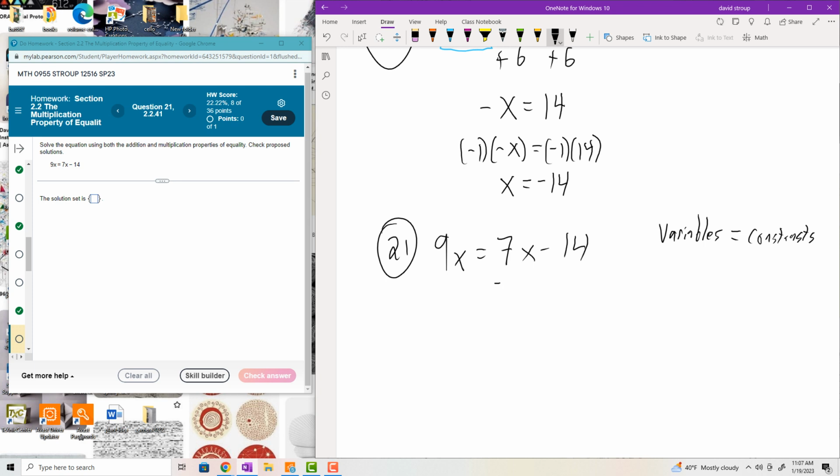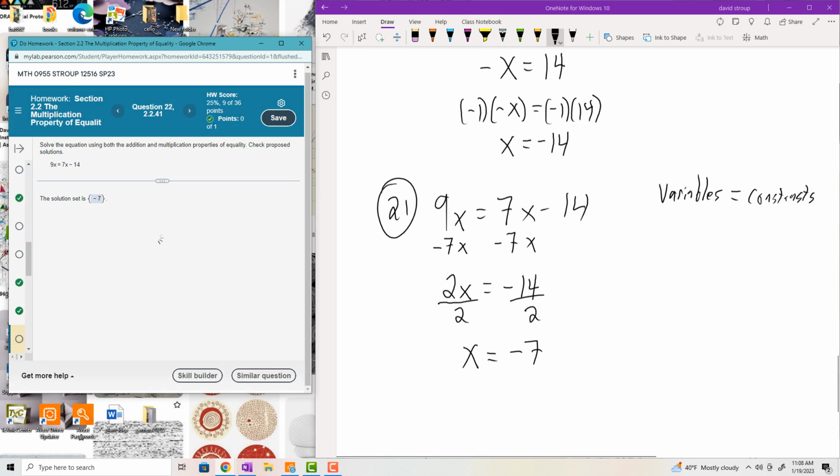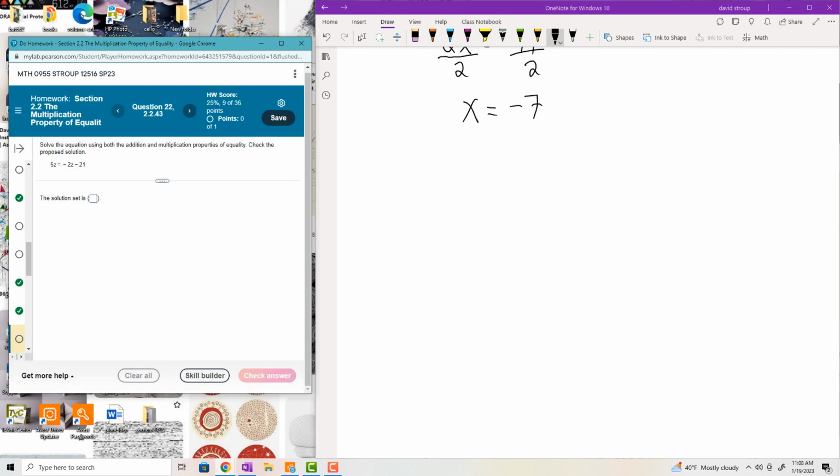Okay, so I'm going to move the 7x over. If it's plus 7x right now, you got to minus it on both sides. So I'll have 2x. And on the right, I got negative 14 left. And then finally, isolate the variable, dividing both sides by 2. Get x is negative 7. See if that works. Negative 7? Yes, sweet.